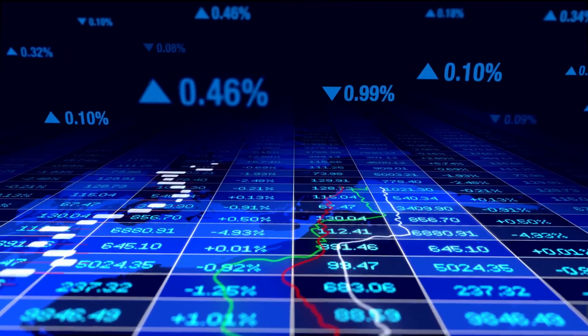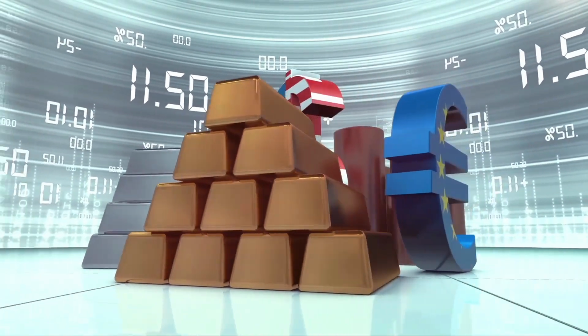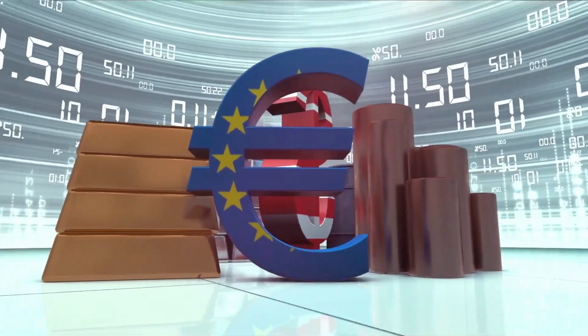You can trade across a wide range of markets: cryptocurrencies, stocks, indices, metals, Forex, commodities. And with trading accounts ranging from classic to VIP, you can choose what suits you best.